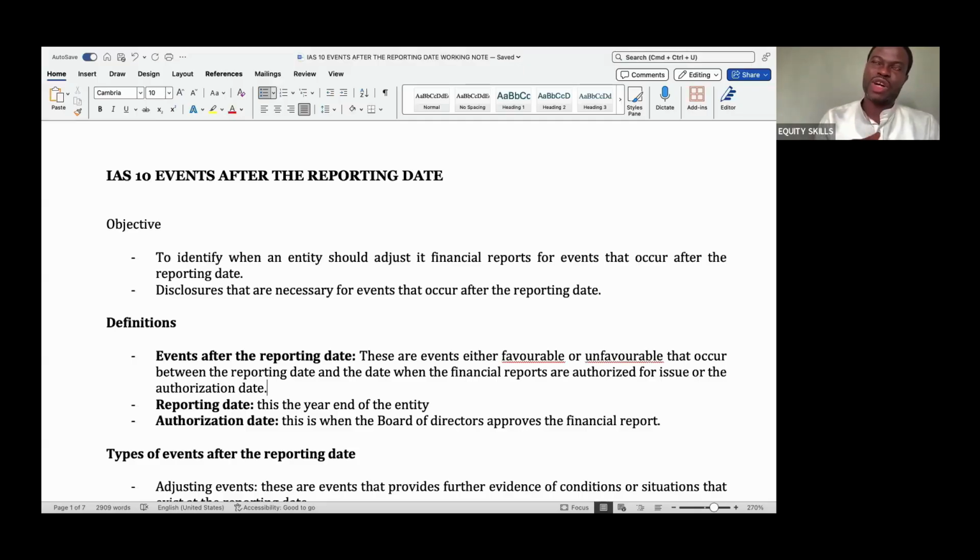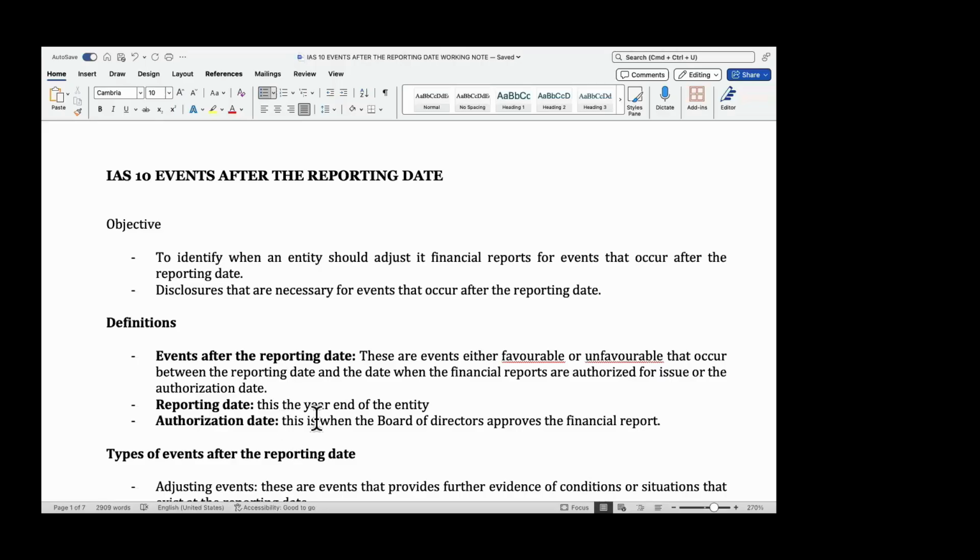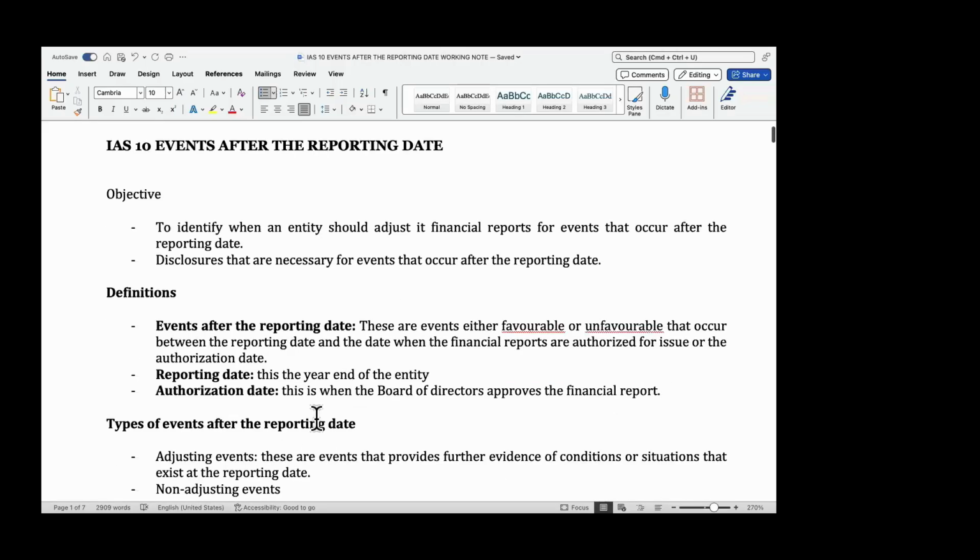The reason why we sometimes call the date of authorization the date it is authorized for issue is because that is when you can then publicize the financial reports, either to the shareholders, to the public, or other stakeholders as it may require. That's what we mean when the financial reports are authorized for issue. What I mean is the authorization date.